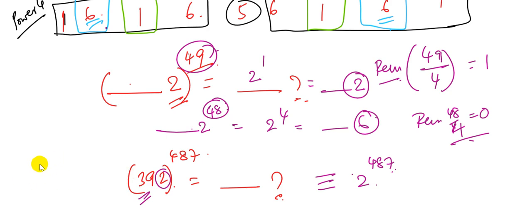Now, you know that the cyclicity of 2 is 2, 4, 8, 6. That means it repeats after every fourth power. Clear?